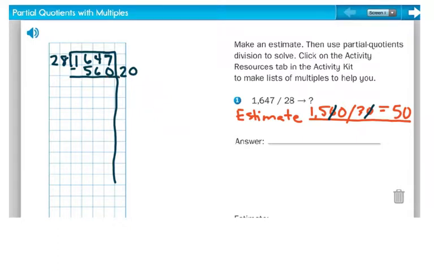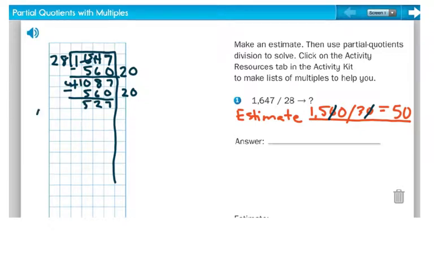Go ahead and subtract. 7 minus 0 is 7. I cannot take 4 minus 6, so borrow from the 5. 14 minus 6 is 8. So now can I do it 20 times again? Absolutely. It was 560, so go ahead and subtract 560. Now you could have done it by 10, but it would have taken you many more steps. So 7 minus 0 is 7. 8 minus 6 is 2. 10 minus 5 is 5.